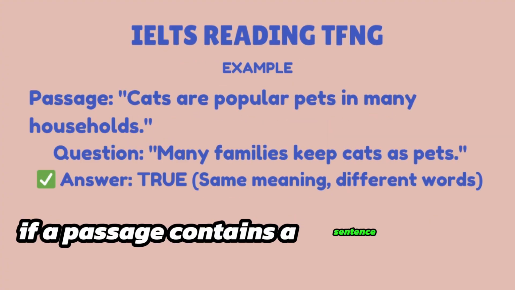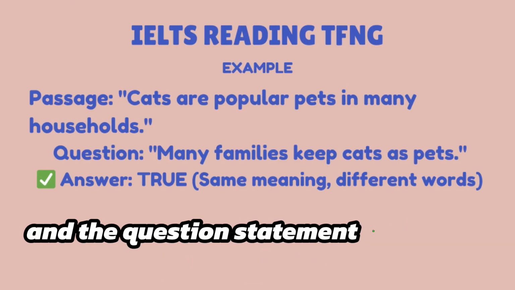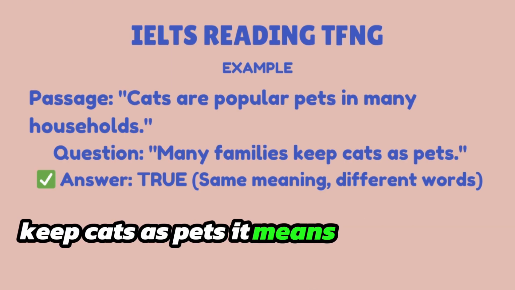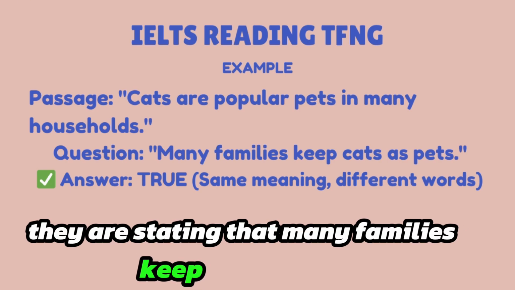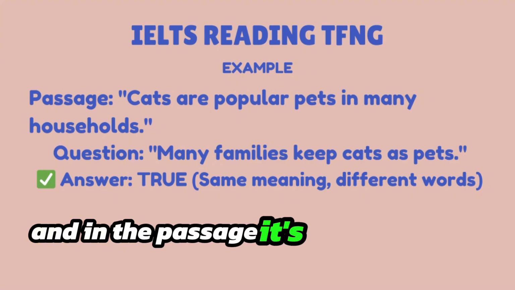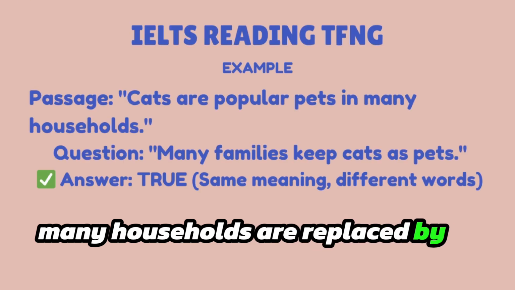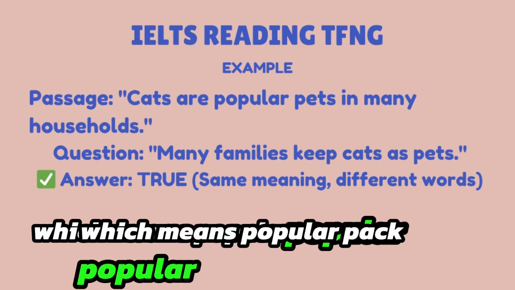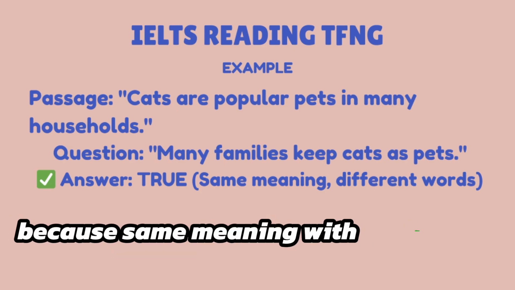If a passage contains a sentence that is, cats are popular pets in many households, and the question statement is, many families keep cats as pets, it means that the question states that many families keep cats as pets, and the passage shows the same. Many households is replaced by many families, and popular pets is replaced by keep cats as pets. So the information is matching, the meaning is the same, so the answer is true because it is the same meaning with different words.